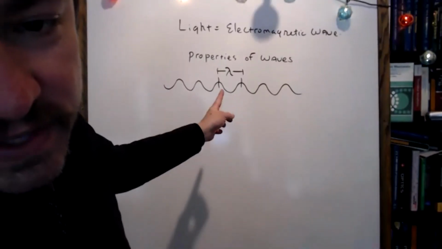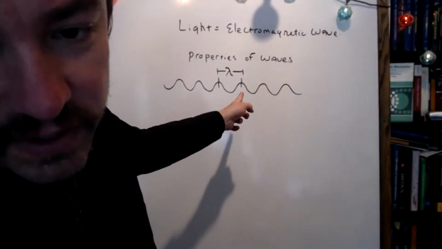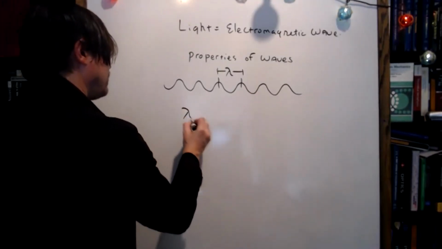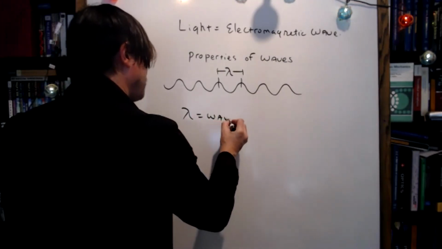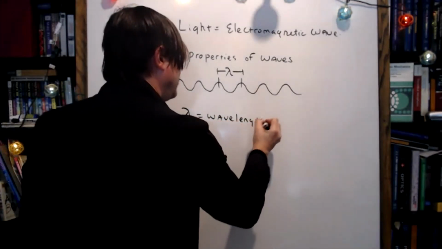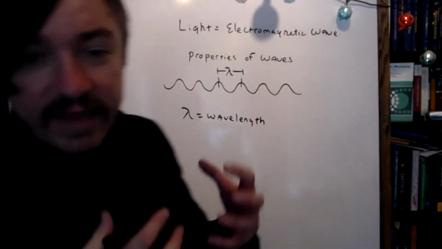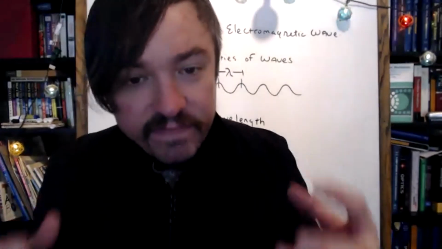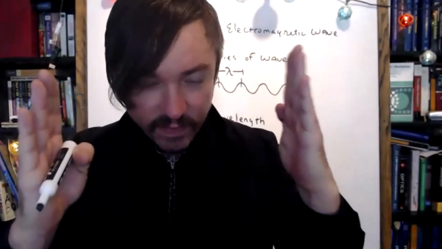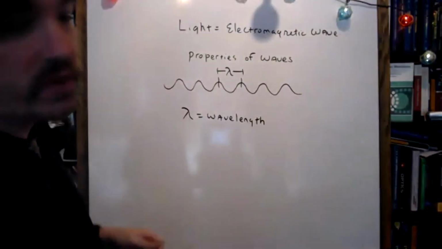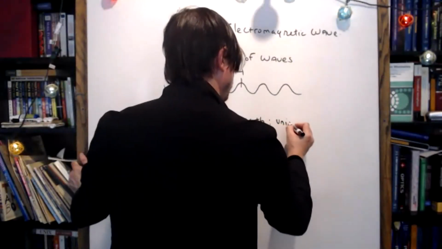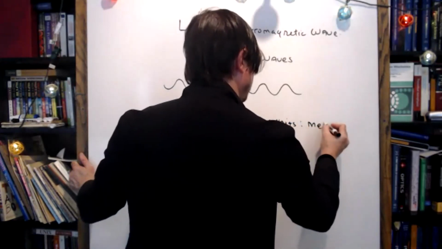The wavelength is the distance from crest to crest of your wave, or even the distance from trough to trough. And that's this symbol here. This is wavelength. I'd like to point out to the class that wavelength is a real physical length, because even though electromagnetic waves are invisible, there is a distance from crest to crest of your wave. So usually we measure wavelength. The standard units are, of course, meters.